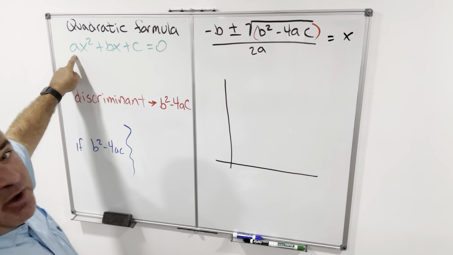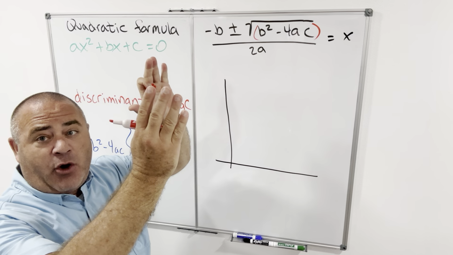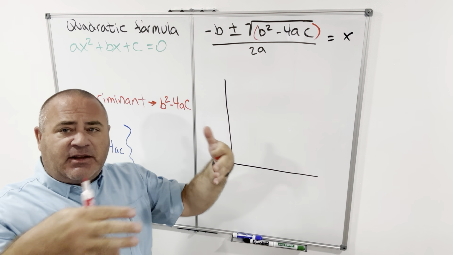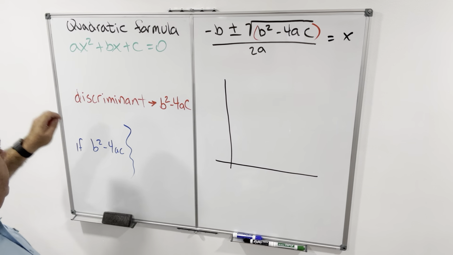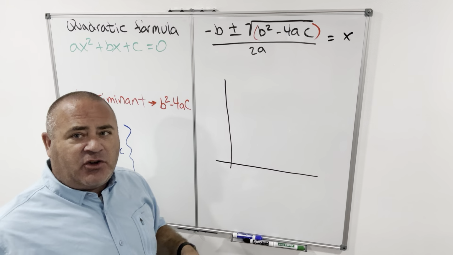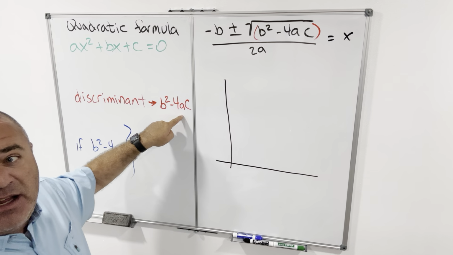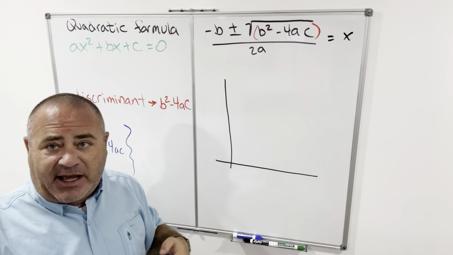Now, the first thing that we ought to point out is if your a is positive, your parabola is going to open upward. If a is negative, it's going to open down. And that's just with any parabola. But if you can evaluate your discriminant, all we want to take a look at is this discriminant. Is it greater than 0, equal to 0, or less than 0?